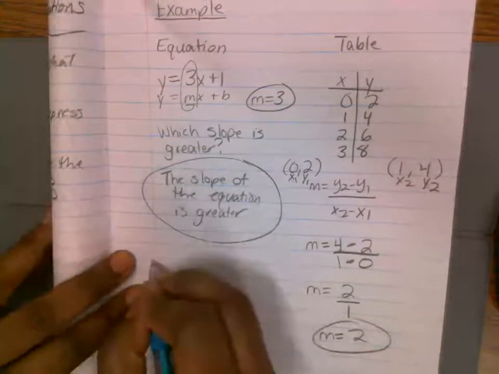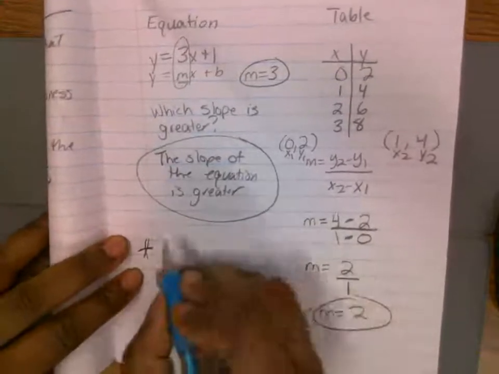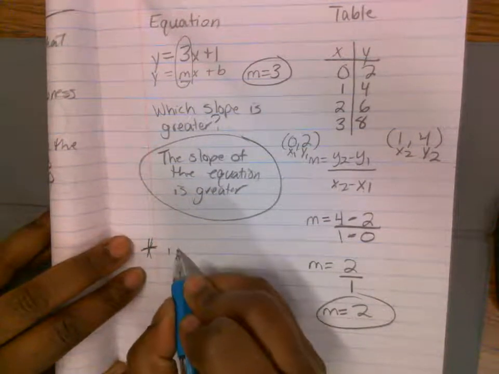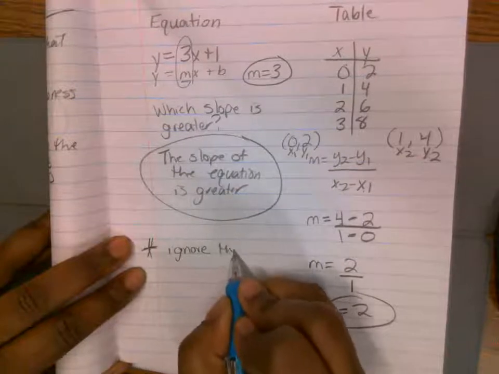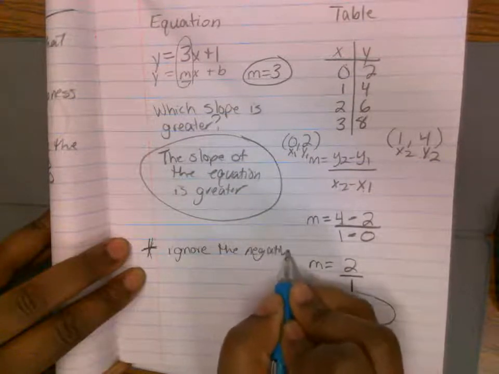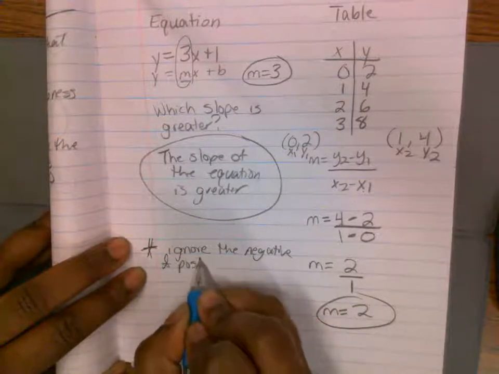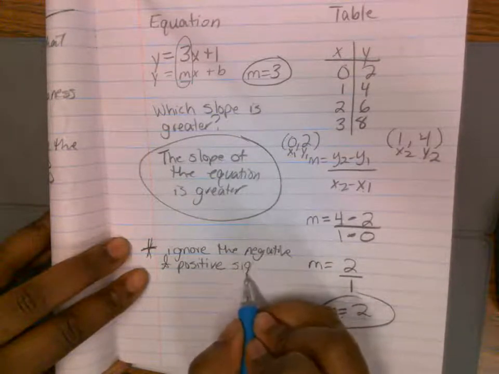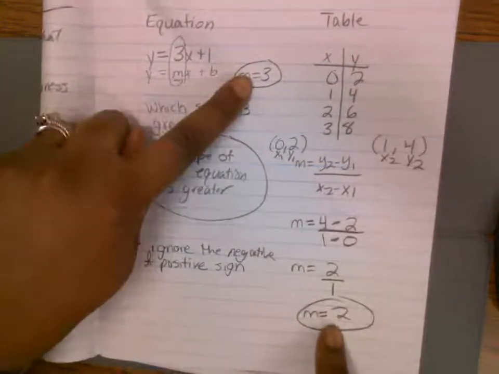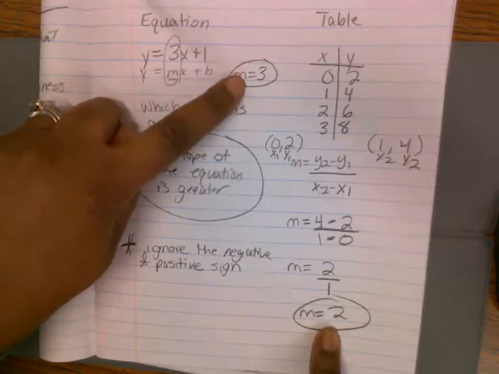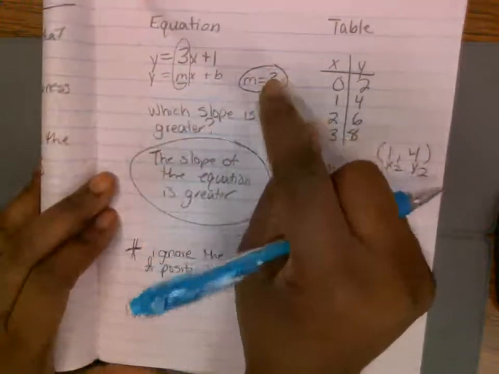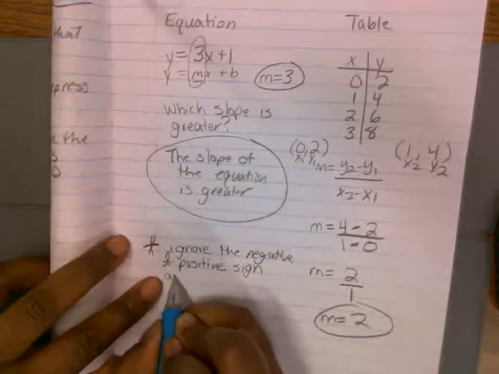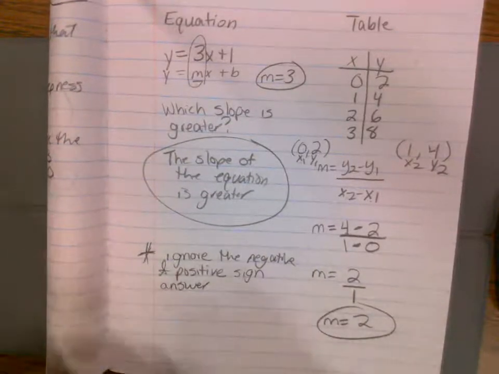Lastly, when you're making comparisons, which we didn't have to worry about in this problem, you ignore the negative and the positive when you're trying to figure out which one is greater than the other. Once you get your answer, just ignore the negative or positive sign. So even if it was negative 3 and negative 2, my answer is still going to be that this slope is greater, because all this is saying is that it's going down at a faster rate. And we'll have more examples of this tomorrow.